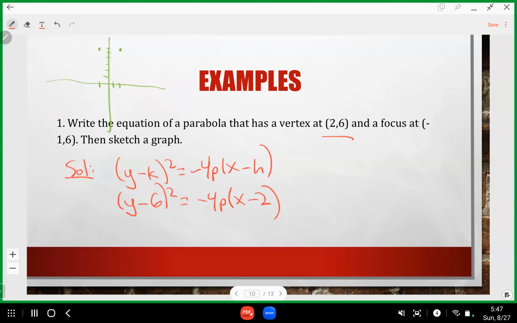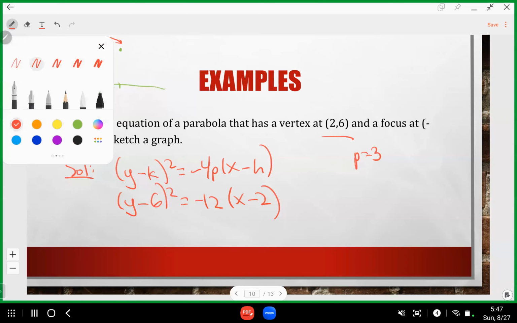What is the distance between the vertex and the focus? From 2 minus -1, what is that? It is 3, right? So p is equal to 3. We sub that in and we get -12 times (x minus 2). That's very good. So that's basically it for finding the equation.